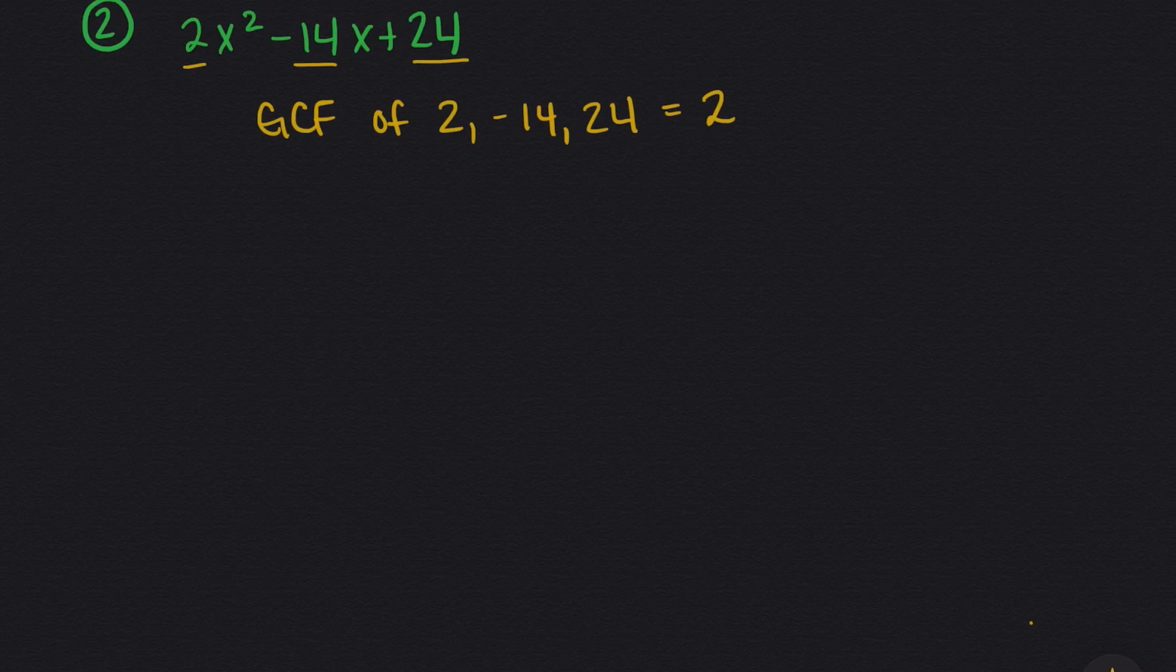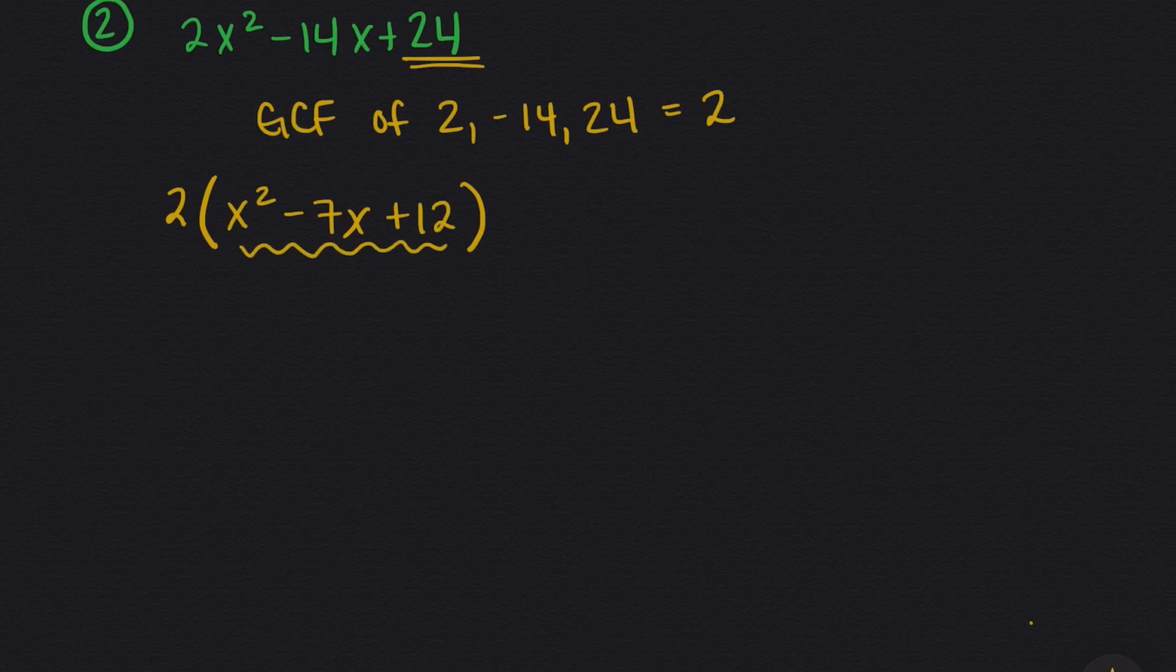So we can divide everybody by 2. We'll write our 2 out here in the front, open up parentheses, and then we ask ourselves, well, 2x squared divided by 2, that's just x squared. Then -14x divided by 2, that gives you -7x. And finally, 24 divided by 2, that gives you 12. If we look inside our parentheses, we still have a quadratic trinomial, and notice that our a is 1.